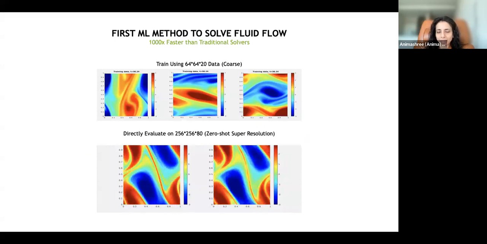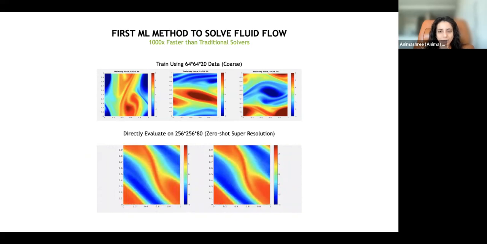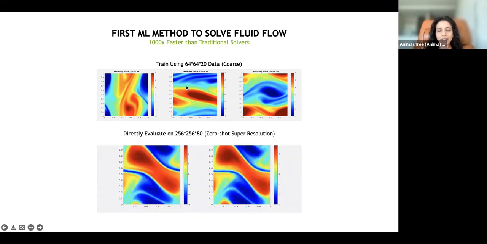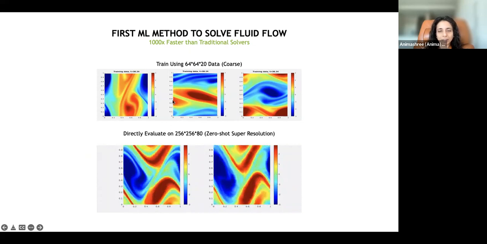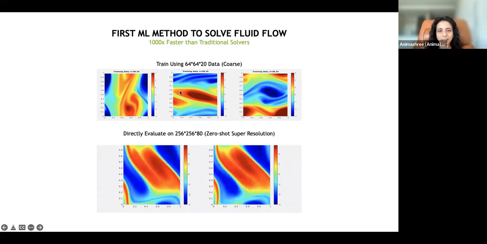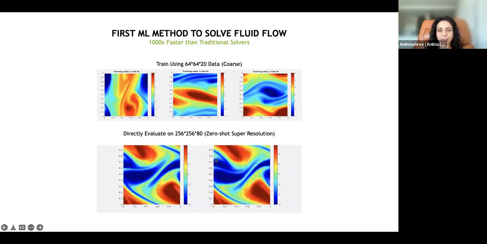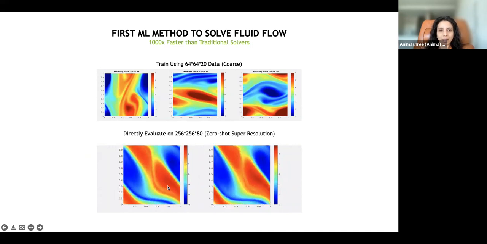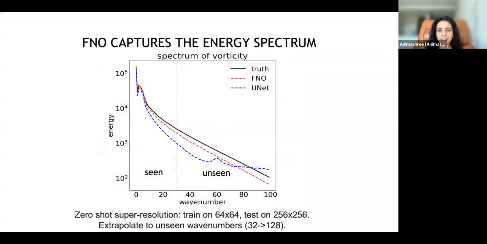And the first thing we did was two-dimensional Navier-Stokes equations. And here you see we can train on just coarse resolution data, right? At training time, it's only seen this coarse resolution data, and we can directly evaluate it on fine resolution. And still, visually we see it works well, but also we see that with the frequency spectrum here. These are the wave numbers that are in training because it's lower resolution, and these are the higher resolution information. And you see that it has captured it better, especially compared to traditional neural networks like UNets.